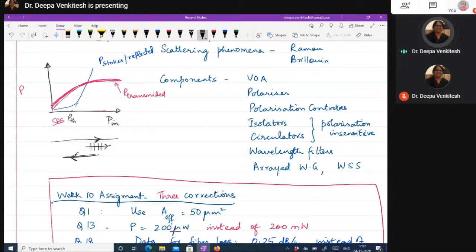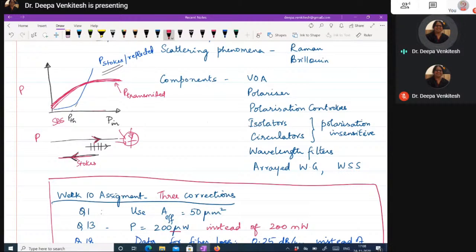Like the ASE beats with the signal and creates some noise, will the SBS light beat with the signal and create any noise? Actually, no, because the SBS signal is created in the Stokes. That's a very good question. The SBS signal, the unwanted Stokes, is appearing in the backward direction, whereas the signal that you want to transmit is appearing in the forward direction. So the receiver is actually not seeing any Stokes shifted light. So there is no beat noise because of SBS.